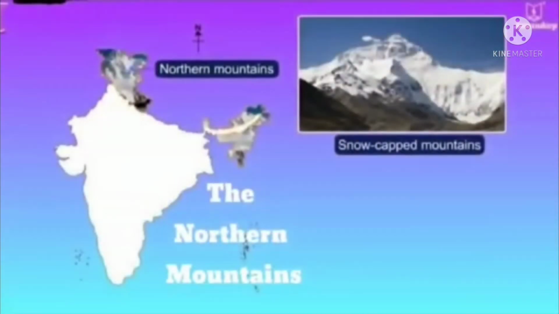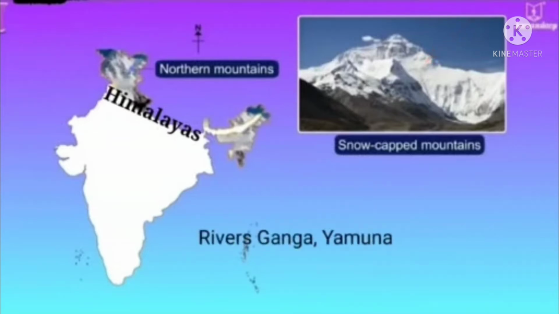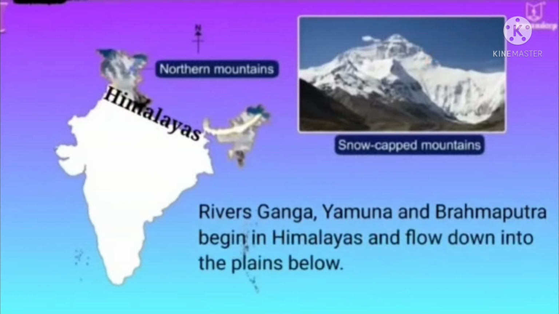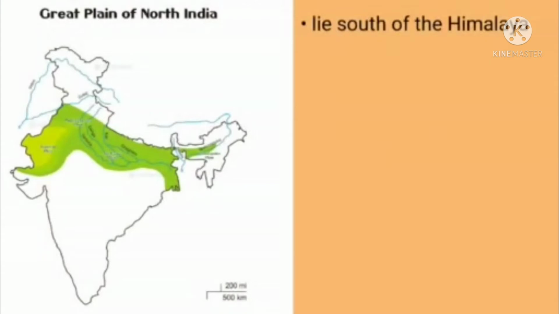The northern mountains. The northern part of India has very high mountain ranges. The tallest of these is the Himalaya. Himalaya means home of snow. It has many of the world's tallest mountains. The tops of these mountains are always covered with snow. Many mighty rivers like the Ganga, the Yamuna, and the Brahmaputra begin in the Himalaya and flow down into the plains below.